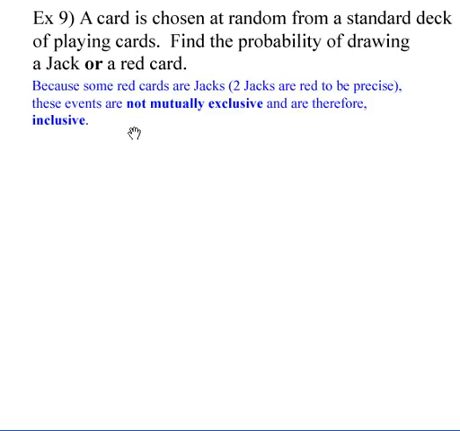To ask that another way, are there any jacks that are red? And the answer to that is yes. There are some red cards that are jacks, 2 of them exactly: the jack of hearts and the jack of diamonds. So we've got 2 jacks that are red. So it's not mutually exclusive, it's inclusive, and we're going to use the general form of the addition rule.